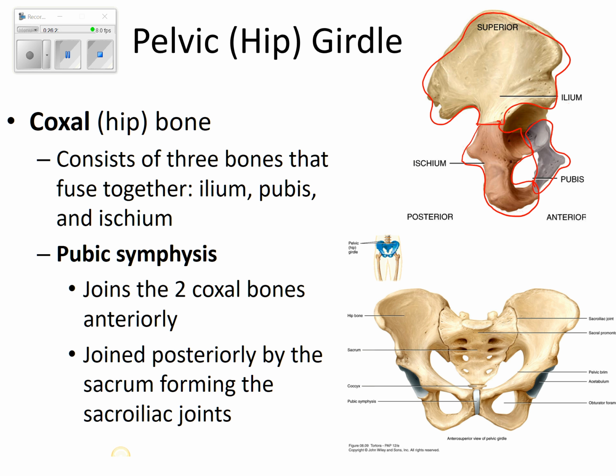If you look at the 2 coxal bones together with the sacrum, you have a fibrocartilage joint in the middle here, where the 2 hip bones join together anteriorly. That's called the pubic symphysis. So they're joined posteriorly by the sacrum in the back. Okay, and they form what they call the sacroiliac joints.